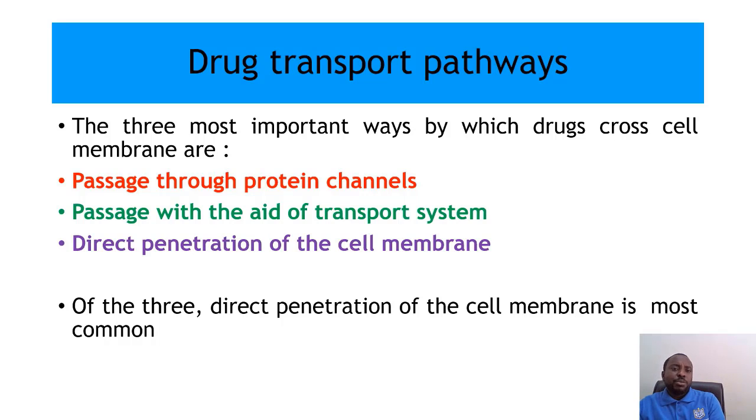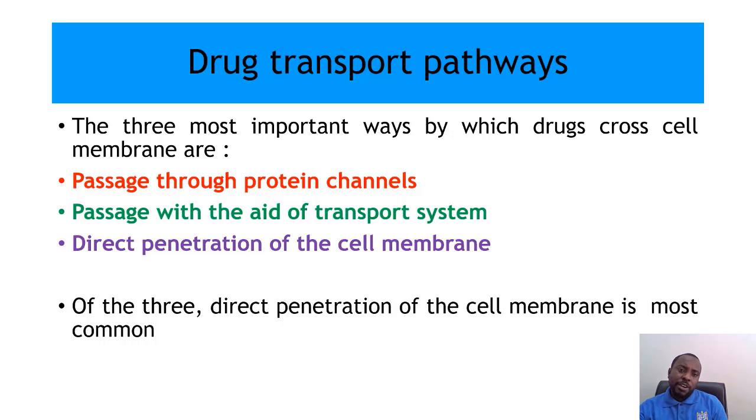Drug transport pathways. Now we are looking at some of the pathways that the drugs we take use in making sure they get to where they are supposed to end. There are three most important pathways by which drugs cross the cell membrane. One is that the drug will pass through protein channels.